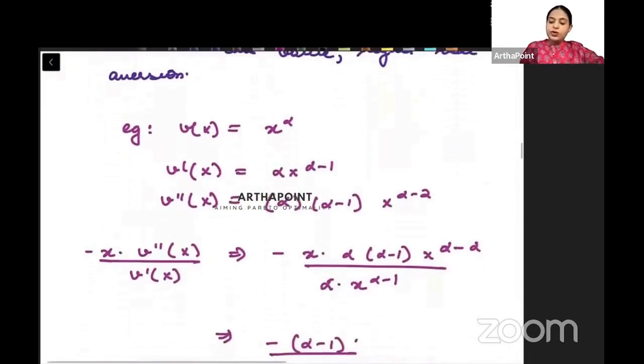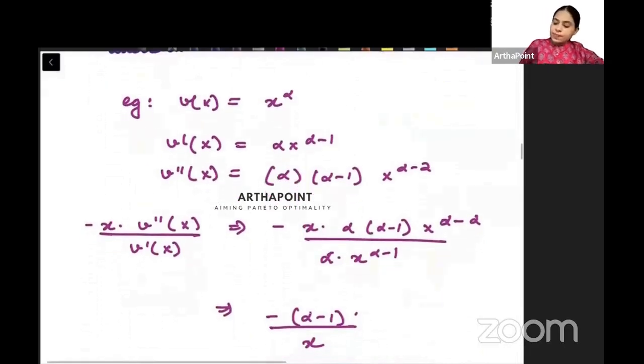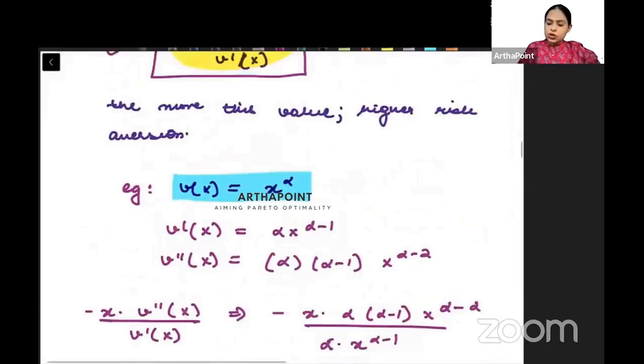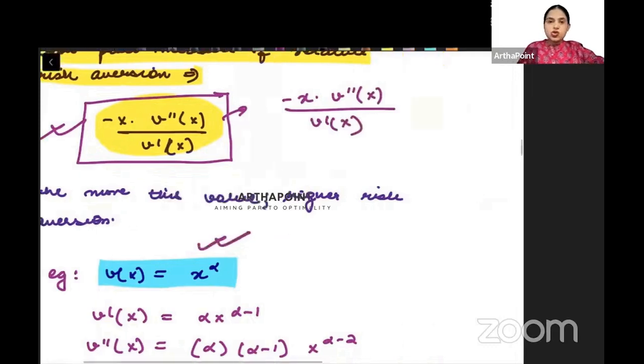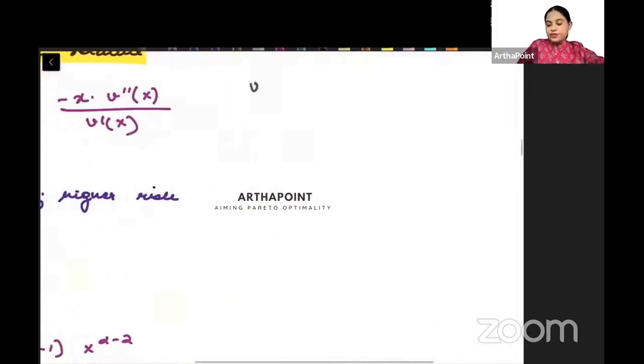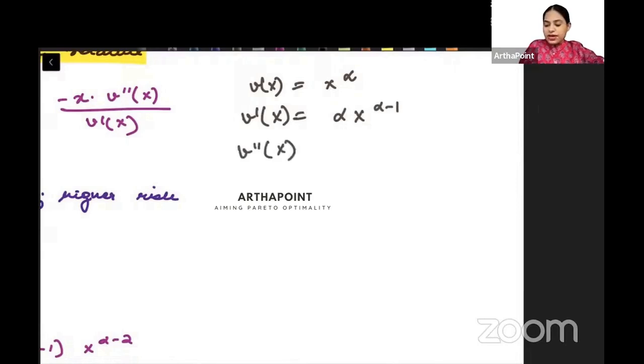What you can do is check it with a utility function. So suppose I take this utility function x to the power alpha. तो formula क्या कहता है? The formula is minus x v double dash x upon v dash x. My utility function is x to the power alpha. So what will be v dash x? Alpha x to the power alpha minus 1. And what will be v double dash x? Again, power will come down and power will reduce by 1.